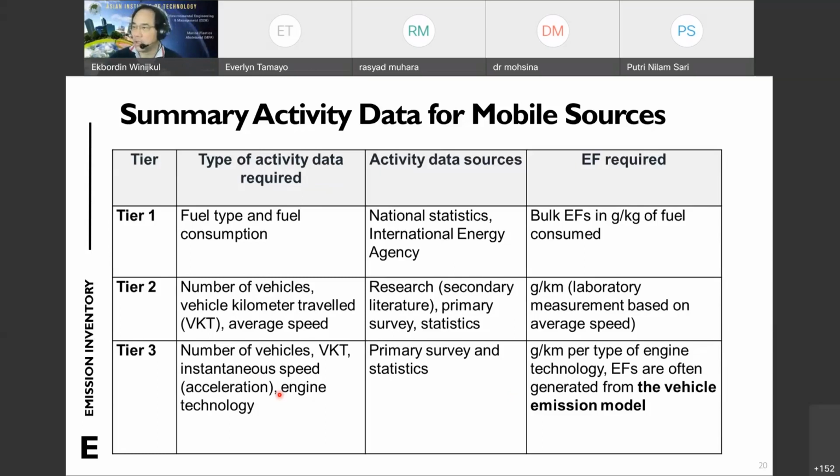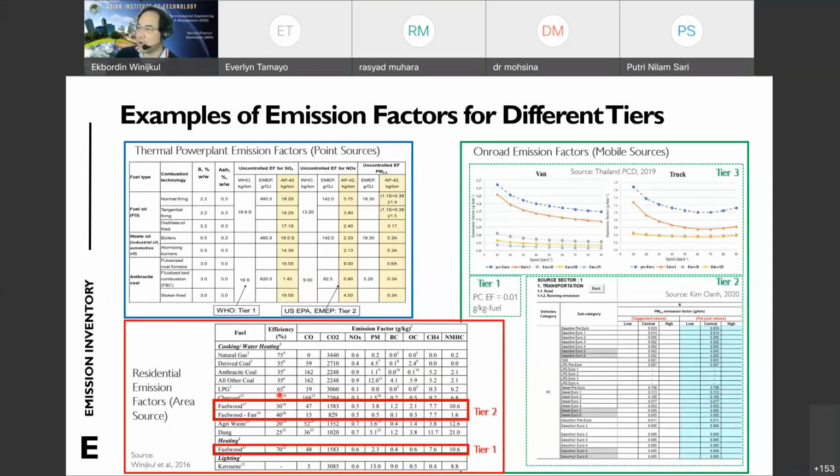Okay, so this slide shows examples of the emission factor for different tiers. The one on the top is the example for the point source. You can see that this one comes from WHO data. The manual from the WHO provides this emission factor for the power plant: if you use fuel oil, this is the emission factor that you can use. If you use anthracite coal, this is going to be the emission factor that you can use. But you can see that it does not differentiate by type of technology, so we consider this a tier 1 emission factor.